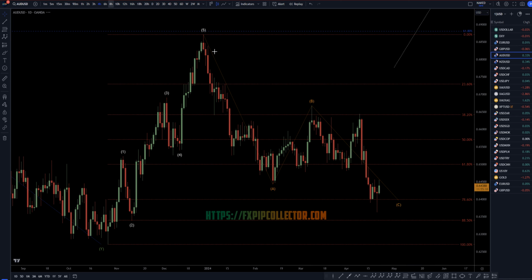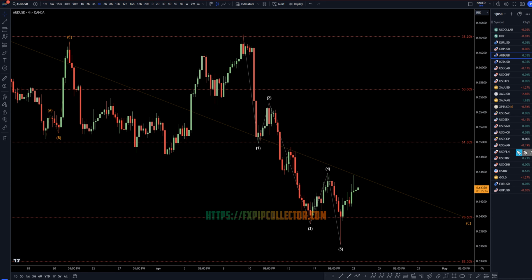So taking it down to the 4-hour time frame, we do have a very nice looking 5 waves down right here. 1, 2, and then 1, 2, 3, 4, 5 of 3, ABC of 4, and 5. Nice little 3, 4, 5 shape right at the 78%. It didn't really quite break structure, but I think it is going to break structure.